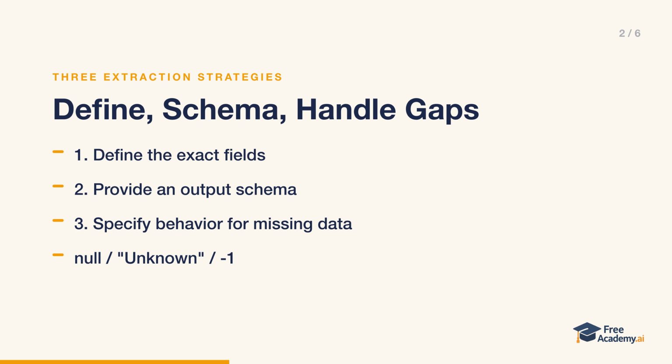Third, handle missing data. Text won't always contain everything, so tell the AI what to do when something is absent. You might say use null for missing fields, use the word unknown for missing strings, and use -1 for missing numbers. These three habits turn vague requests into predictable, repeatable results.